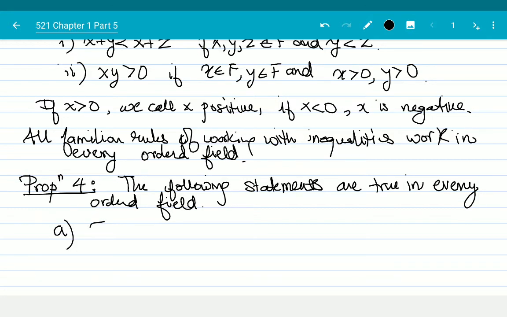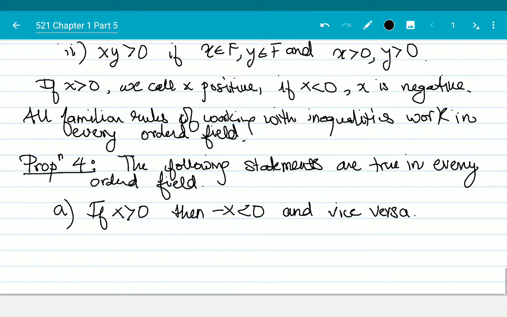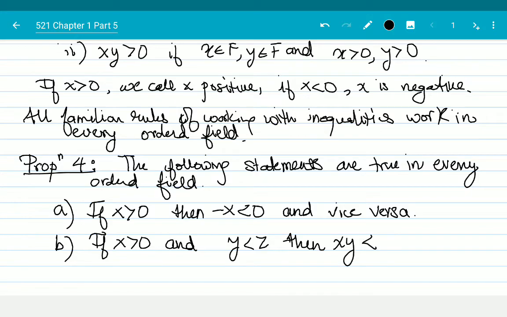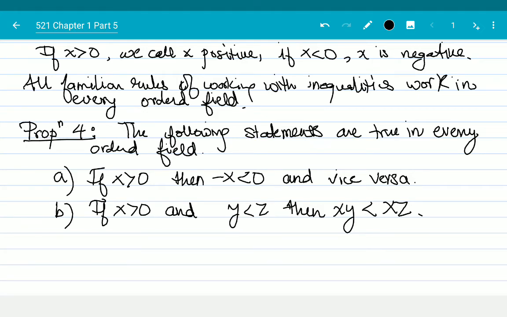A. If x is greater than 0, then negative x is smaller than 0, and vice versa. Okay? B. If x is greater than 0 and y is smaller than z, then xy is smaller than xz. So multiplication by a positive number respects order.